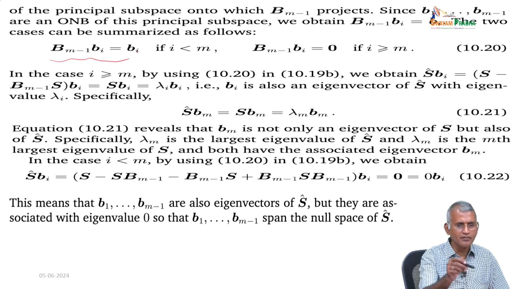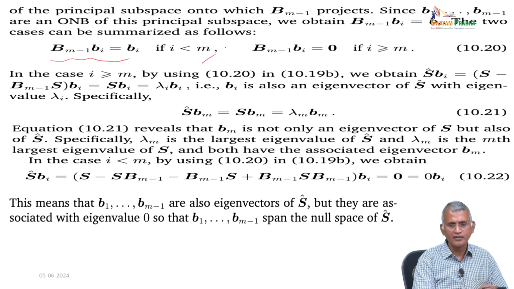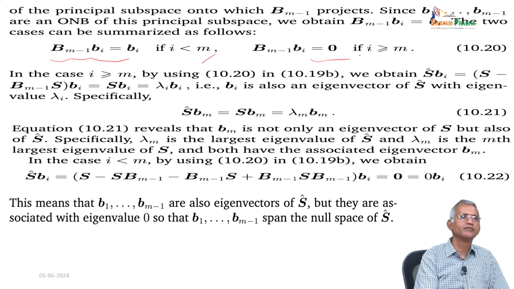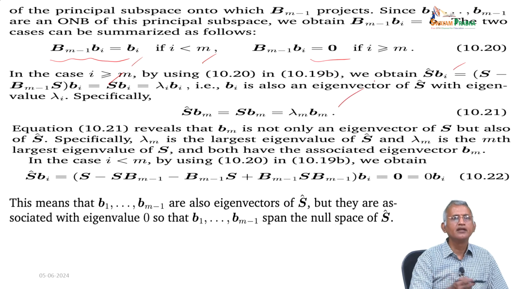B suffix m minus 1 Bi equals Bi if i is less than m, or B suffix m minus 1 into Bi equals 0 if i is greater than or equal to m. So, in the case i greater than or equal to m, using equation 20 and 19b, we obtain S bar Bi equals S minus Bm minus 1 into S into Bi, which equals S Bi equals lambda i Bi, where Bi is also an eigenvector of S with eigenvalue lambda i, and specifically S bar Bm equals S Bm equals lambda m Bm.